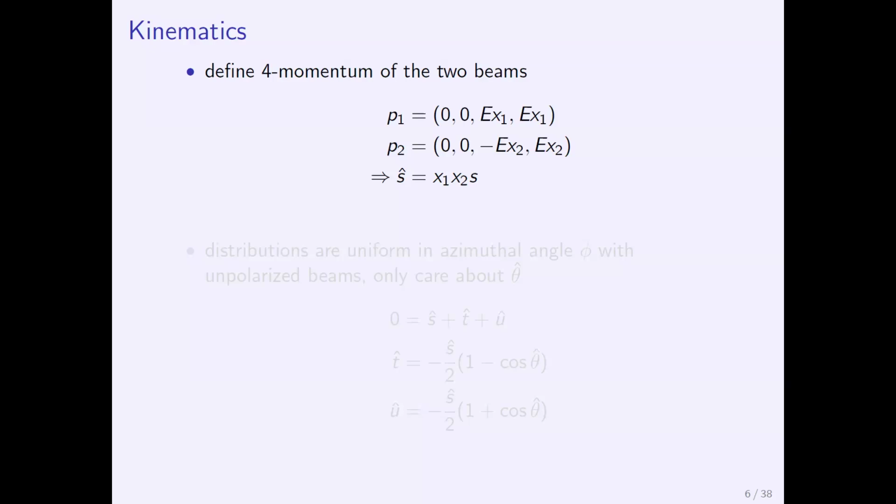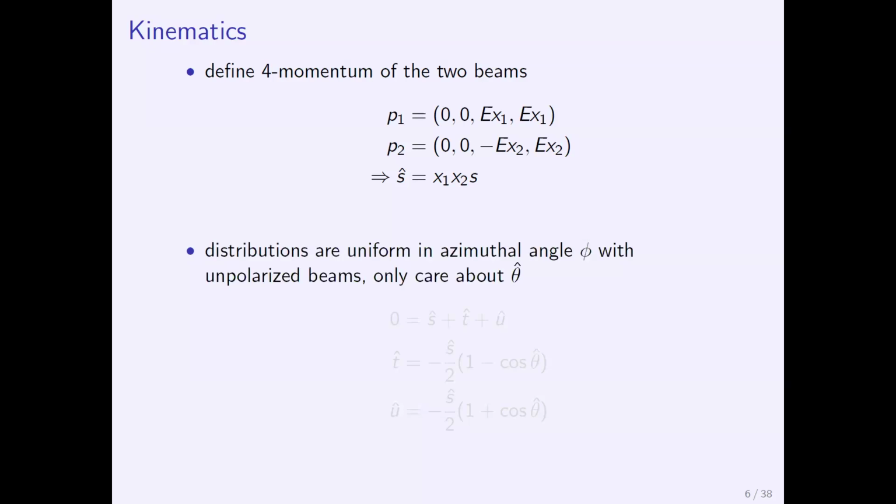And S hat is S for the partonic cross-section specifically. And that's what we're interested in when we're sampling this matrix element, is that we need to know what scale this thing is at. So not in terms of the beams themselves, but rather from the actual partonic interaction that we're looking at.